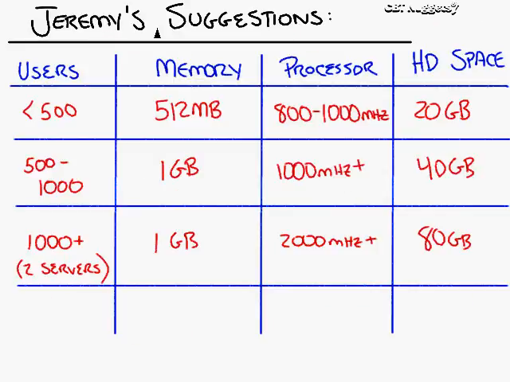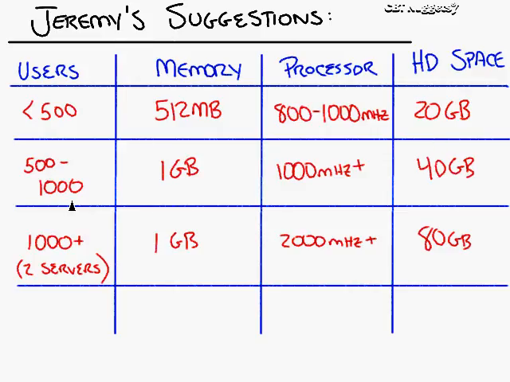Now that we've seen the minimums, let me give you my suggestions as to what you would use in your business. If you had less than 500 users, my suggestion to you is that you would have no less than 512 megs of memory and a processor that ranges somewhere in the 800 to 1000 megahertz with 20 gigabytes of hard drive space for cache storage. Now, if you have a small business, could you get by with less? Sure. 10 to 50-ish users could definitely get by with less memory and hard drive space for the caching. But these are just my suggestions.